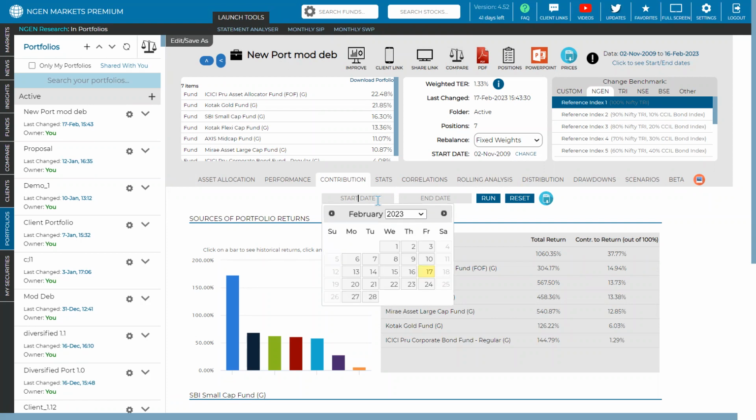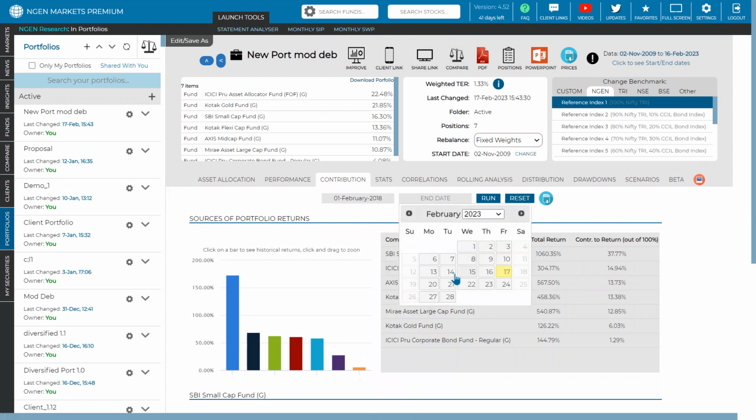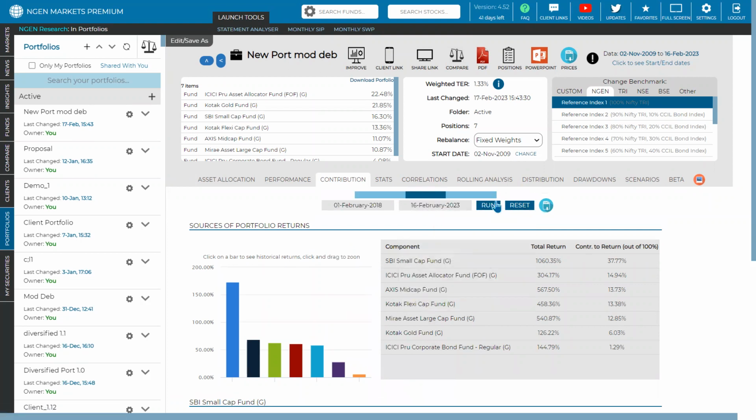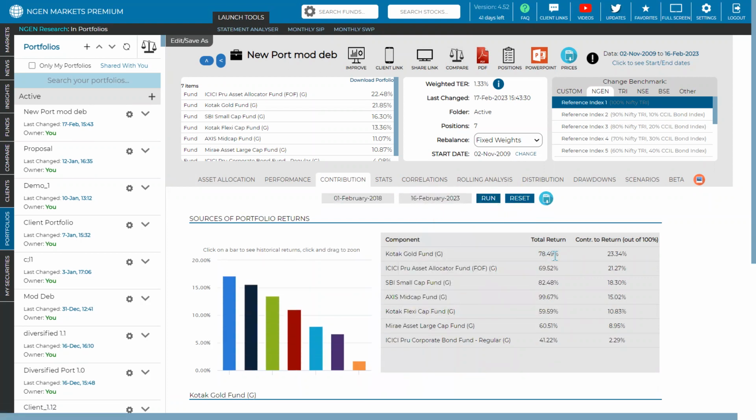When you choose a start date, like let's say 2018, till the current date, let's say 16th February, and once you run it, it will show the absolute total return of the funds from 2018 till 2023. Even if it's devoid of asset allocation, you can see the total return based on the returns the fund has generated. As you can see, Axis Midcap has the highest total return among all the funds added into the portfolio.